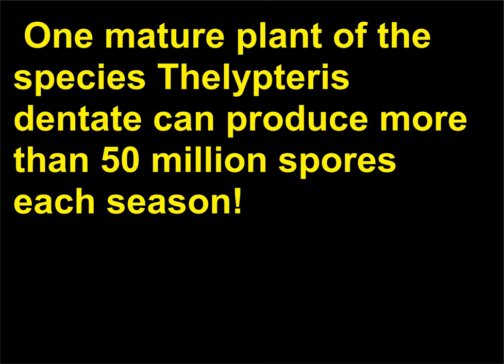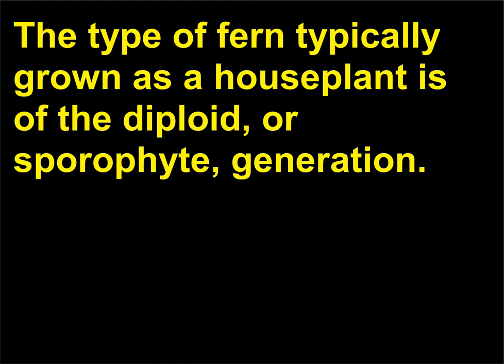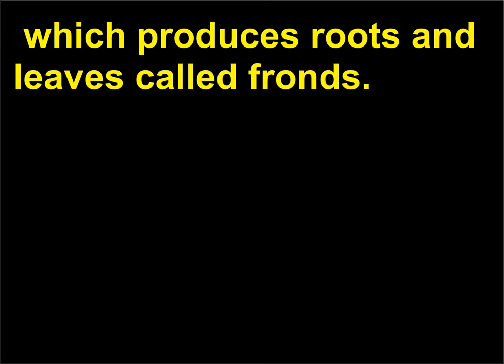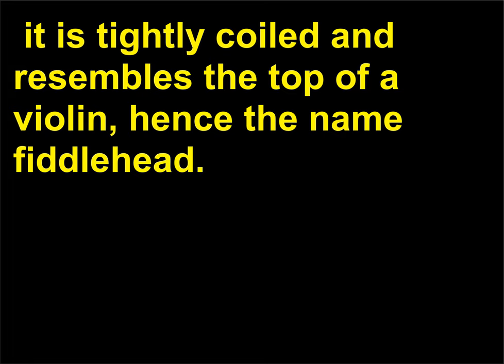What is a fiddlehead? The type of fern typically grown as a houseplant is of the diploid, or sporophyte, generation. It is composed of a rhizome, an underground stem that occurs horizontally, which produces roots and leaves called fronds. As each young frond first emerges from the ground, it is tightly coiled and resembles the top of a violin, hence the name fiddlehead.